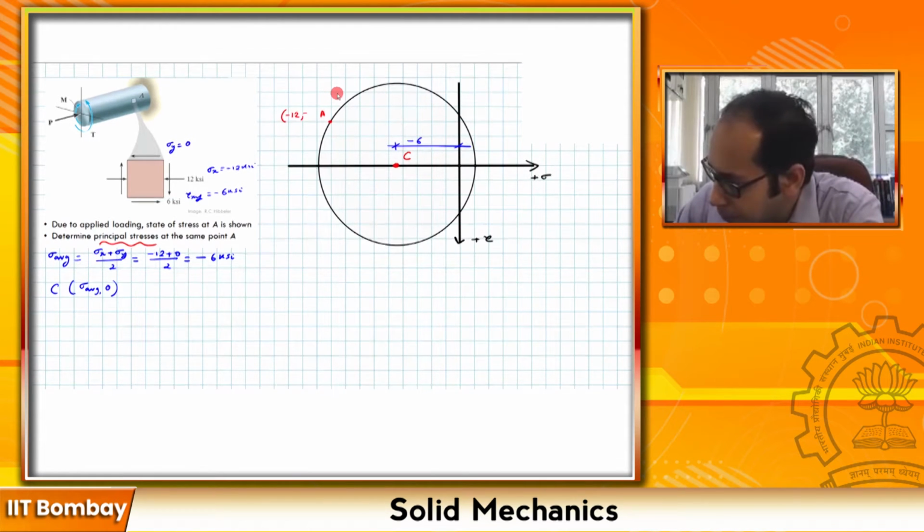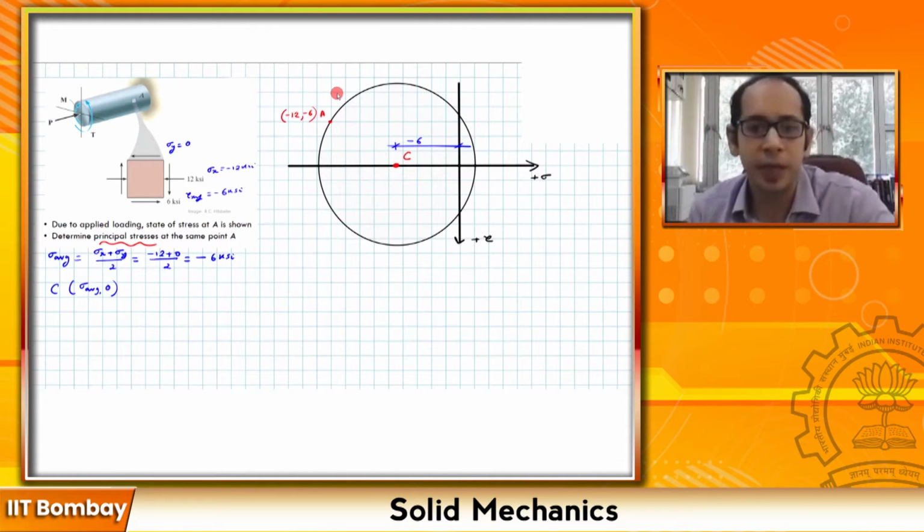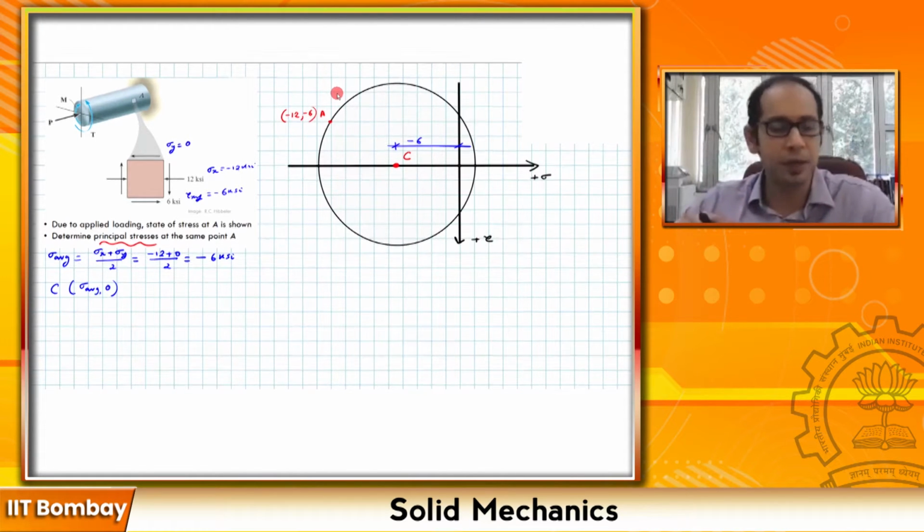Okay, so now my next job is to join C and A and find the radius of the circle. So let me go ahead and join that.